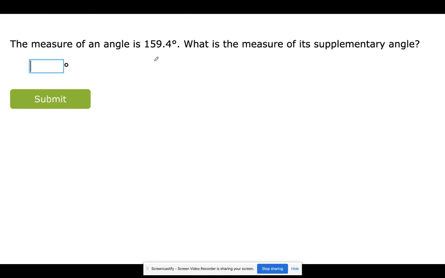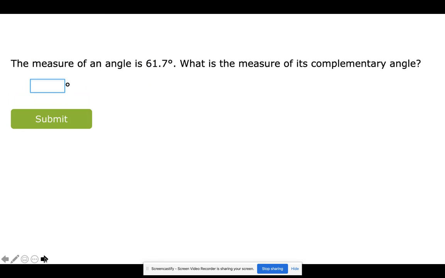The next diagram says the measure of angle is 159.4. What is the measure of its supplement, the supplementary angle? Well, I would just minus this from 180 to find its supplement. So I'd go like this. I would get a 6 point, and I had to borrow from there. That's 9. 9 minus that, 0. 8 minus 5 is 3. 1 minus 1 is 0. So it'd be 20.6 would be the supplementary angle.